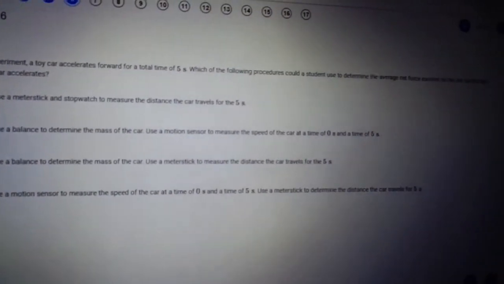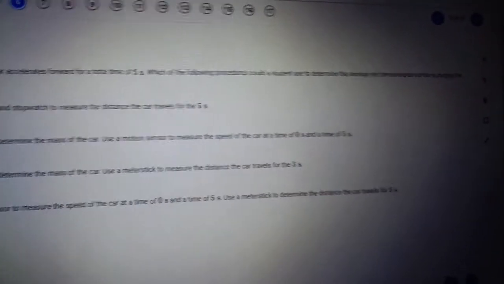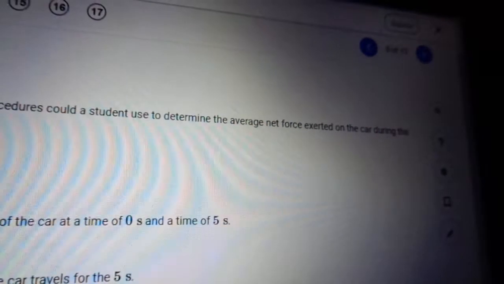Obviously, first read the question. In this case it says, during an experiment a toy car accelerates for a total time of 5 seconds. As soon as we see that, let's write down that time is 5 seconds. Which of the following procedures could a student use to determine the average net force exerted on a car during the 5 seconds that it accelerates? So we are looking for which one would help us know the net force.